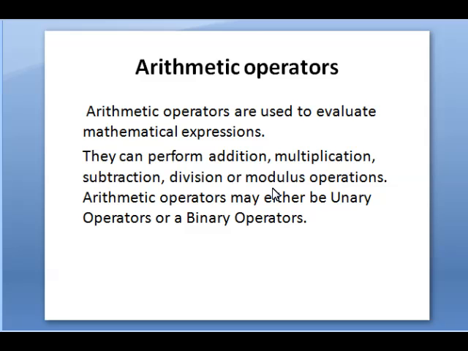Arithmetic operators may be either unary operators or binary operators. Sometimes an arithmetic operator will use one operand for doing some operations, and sometimes it will use two operands. If an arithmetic operator uses one operand, it is called a unary operator. If it uses two operands, then it is called a binary operator.